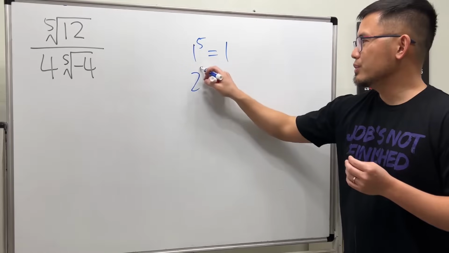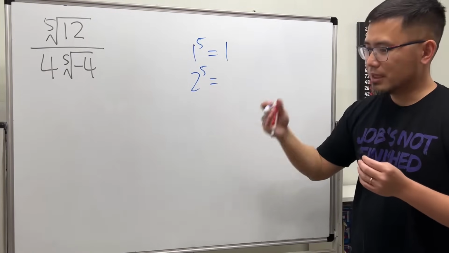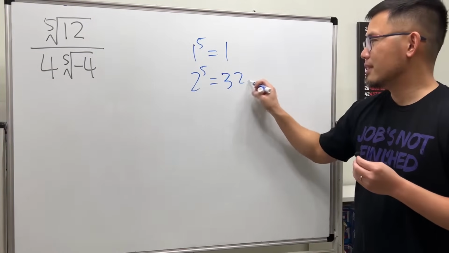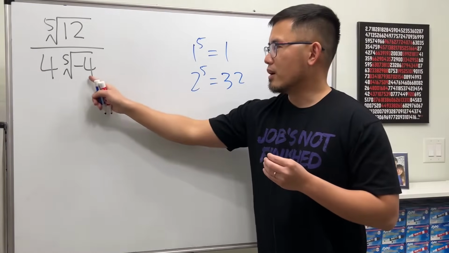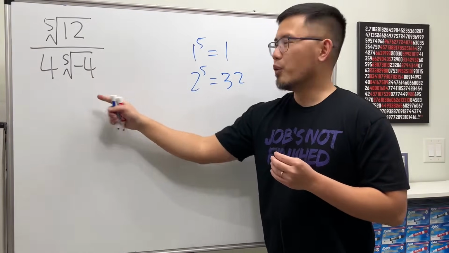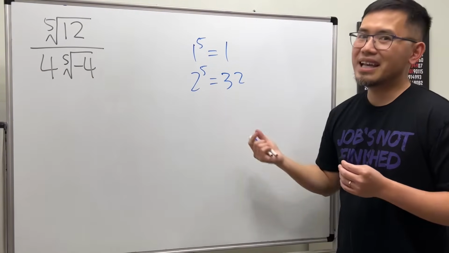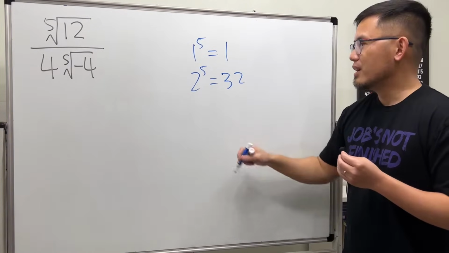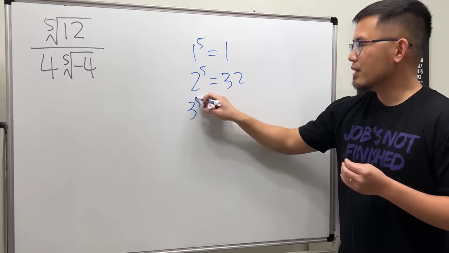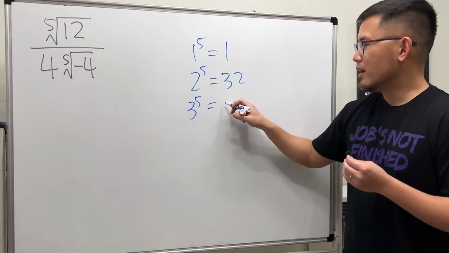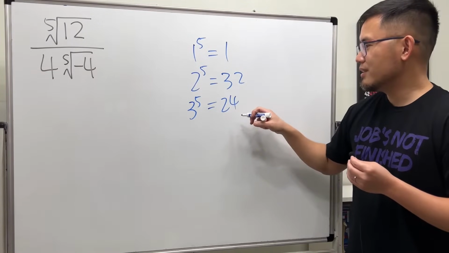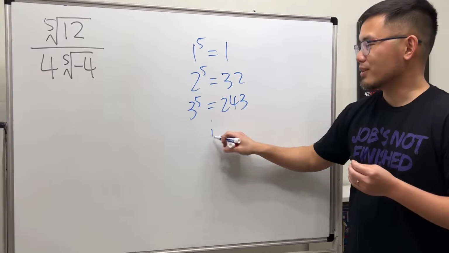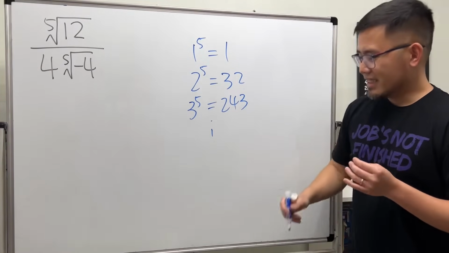Next, 2 to the fifth power. That's 2 times 2 times 2 times 2 times 2. It's 32. And then you see 4. We have 4 right here already. 4 goes into 32 8 times. Yeah? So in fact, we know this is actually enough. But if you want to do the next one, 5 to the 5th power, that would be 243, and then so on, so on, so on, right? All right, here we go.